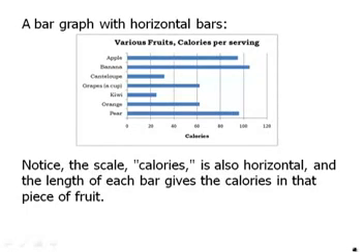It has no mathematical consequences. Notice that the scale, calories, is also horizontal, and that the length of each bar gives us the calories in that piece of fruit. So for example, probably not surprising, bananas are high in calories, but also apples and pears are very high. That's a little surprising. Whereas cantaloupe and kiwi, those are very low in calorie compared to other fruits.